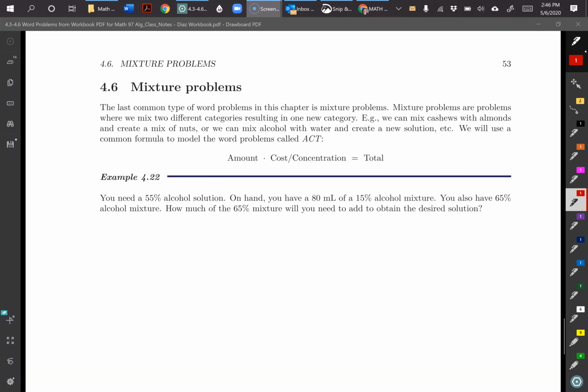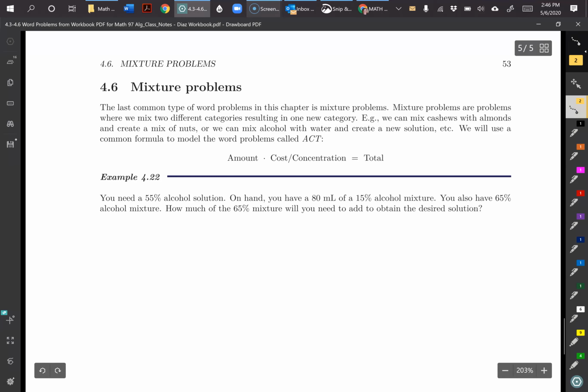So, last page of this section. We're having 4.6 mixture problems on page 53 of your workbook. After this one, I have a little supplemental one that I call 4.7 that I'll add in a separate assignment.